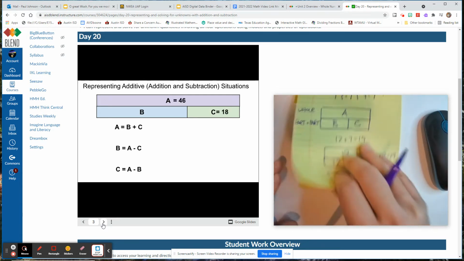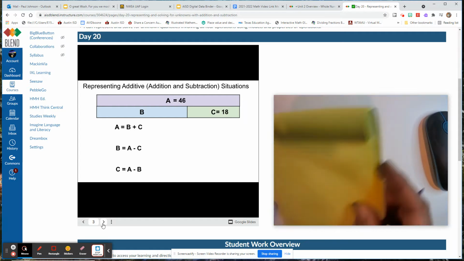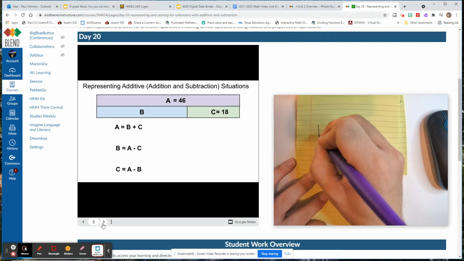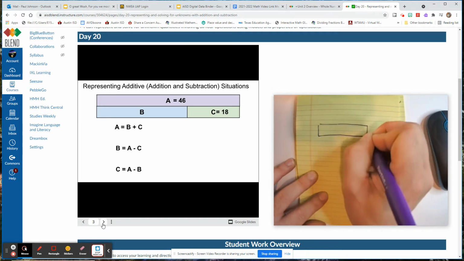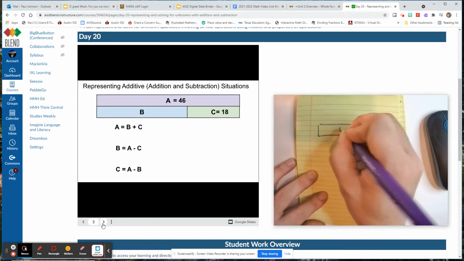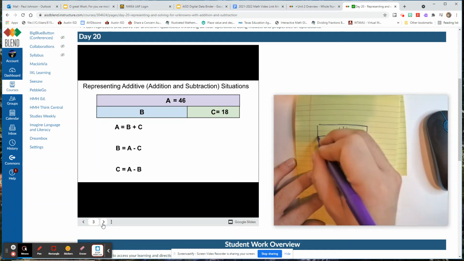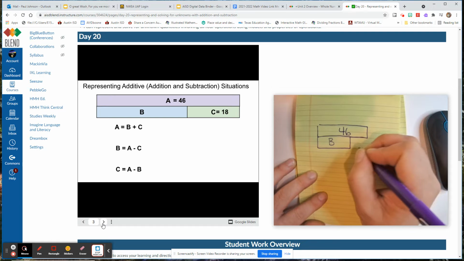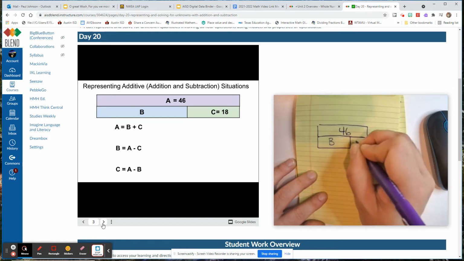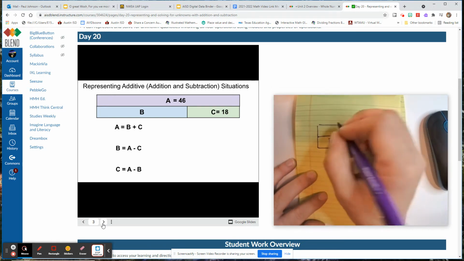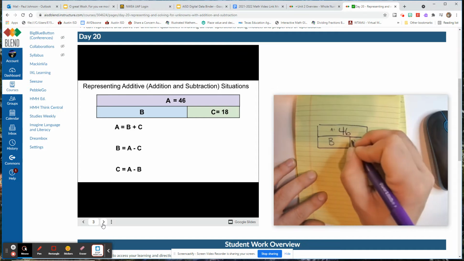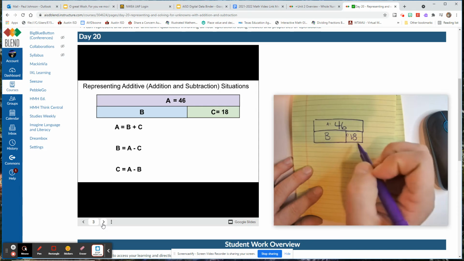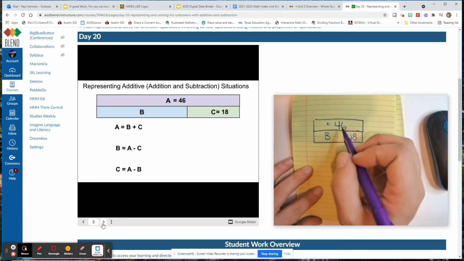All right, so they're giving us some new numbers. On this one, I'm going to try and recreate what they created. So here's my section A, and it's labeled 46. Here's my section B. We do not know what it is. And section C is 18. The only thing that I haven't included was they had A right there, and like C equals that. All right, so what I know from this is a couple of things.